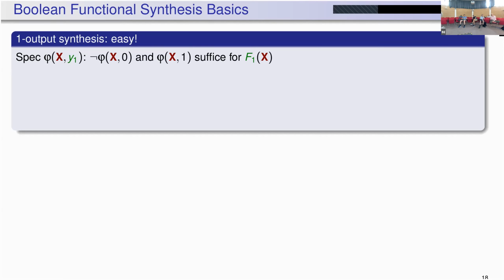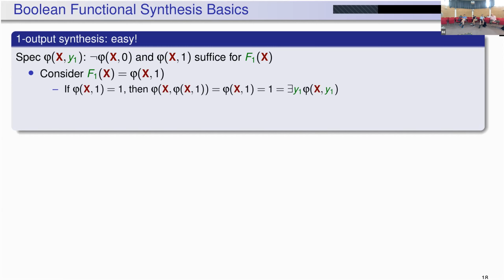This might look a bit mysterious. How does this work? Let's quickly walk through one of the cases. Suppose I choose phi of x1 as my candidate function. Note phi of x1 is just a function of x. If for some x, phi of x1 is 1, then plugging phi of x1 in place of y1, the formula is 1, since phi of x1 is already 1. And if phi of x1 is 0, then this formula reduces to phi of x0. And because phi of x1 is 0, exists y1 phi of x1 is indeed phi of x0.